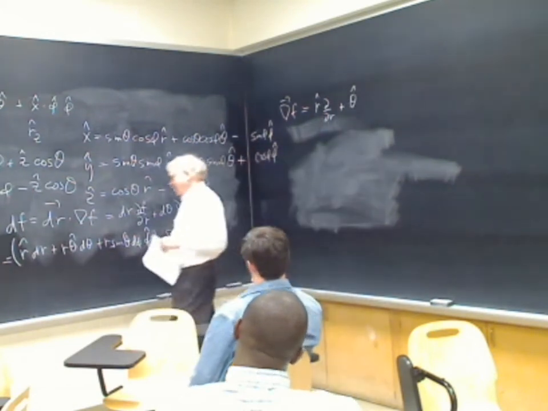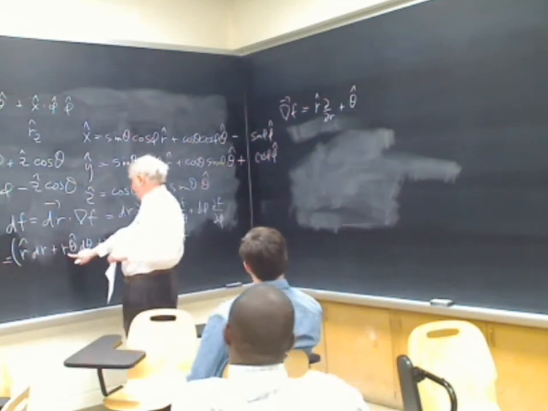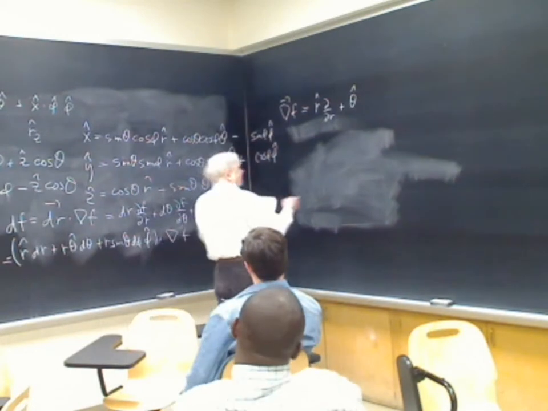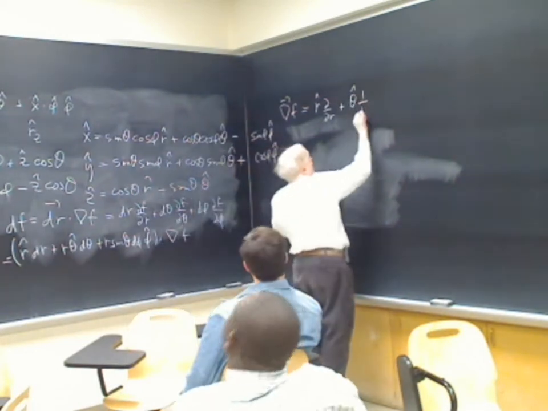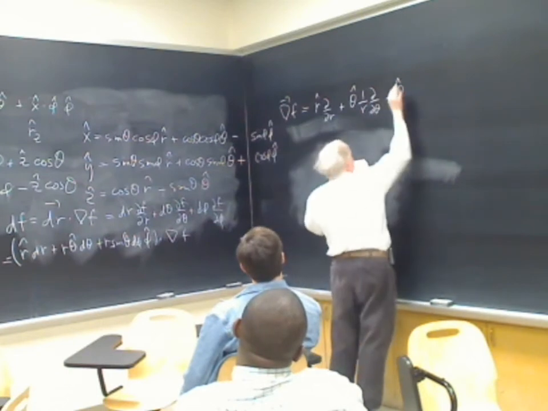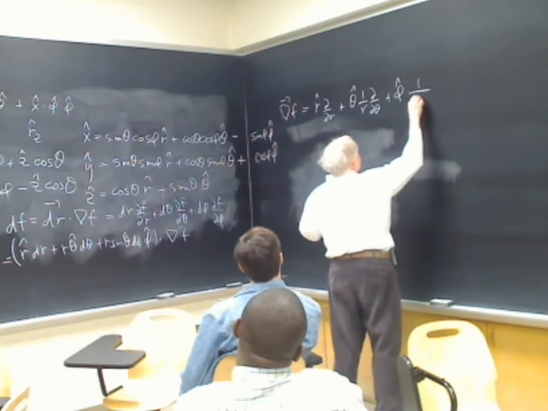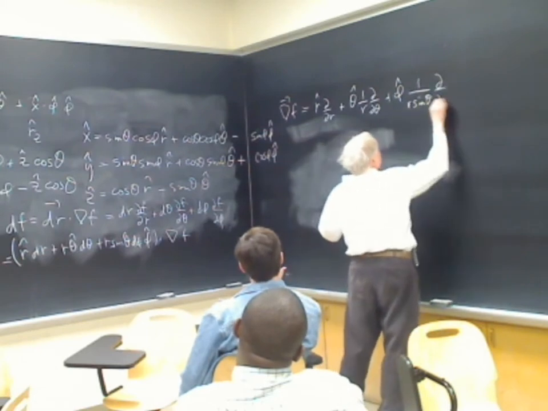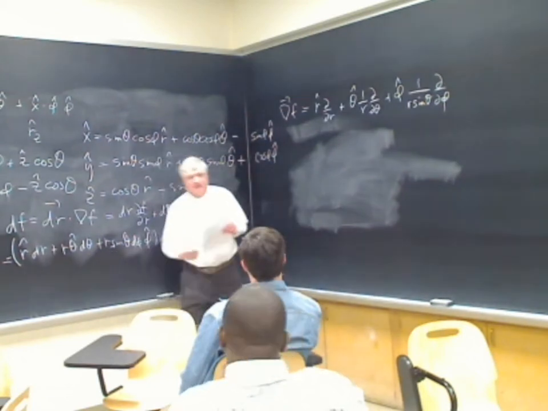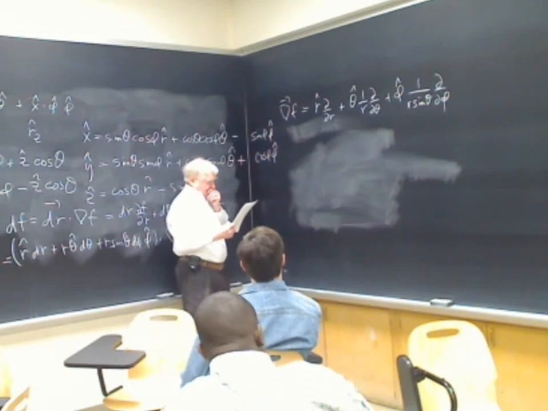Now with theta hat, the part that's theta hat, there has to be a piece that cancels r in order to just give us this. So it is 1 over r partial theta, and then plus phi hat, and then 1 over r sine theta partial phi. That's to cancel this term. So that gives us what the gradient is.